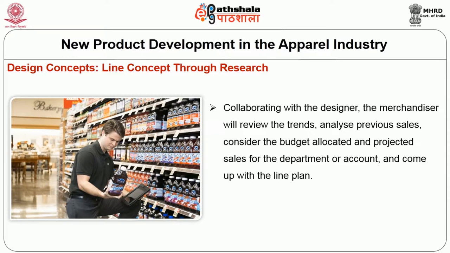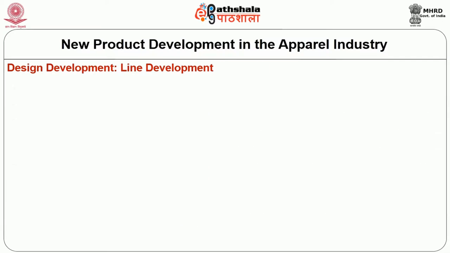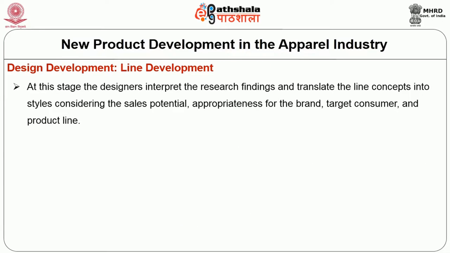Collaborating with the designer, the merchandiser will review the trends, analyze previous sales, consider the budget allocated and projected sales for the department or account, and come up with a line plan. With the product designs for the line finalized, the design development process begins. Now coming to the design development, where the line is developed.